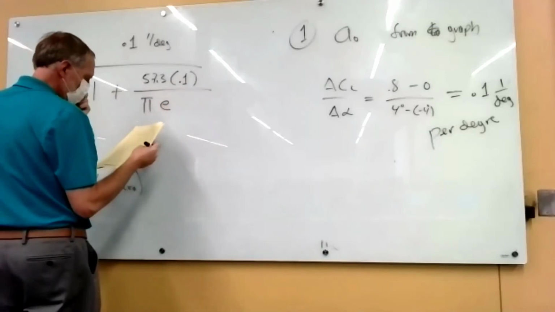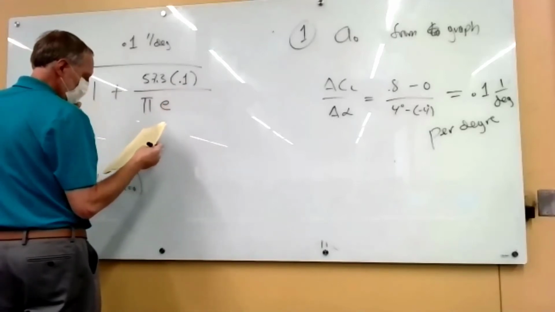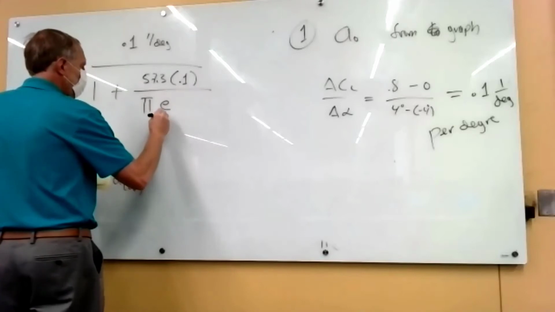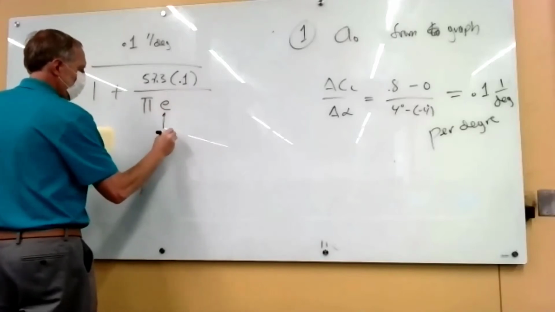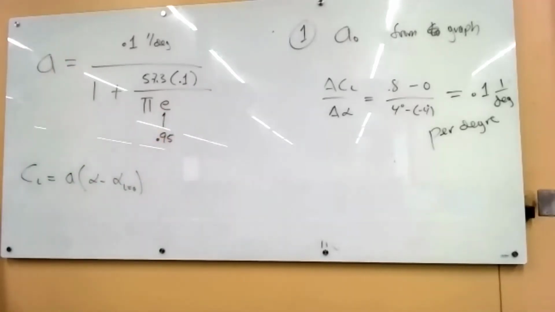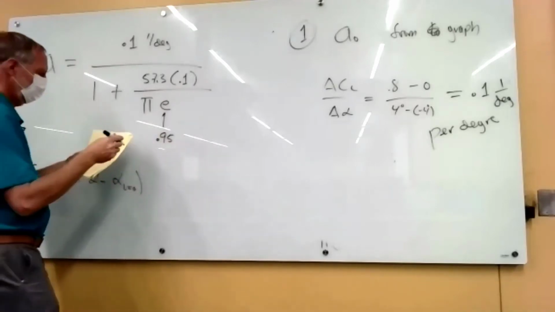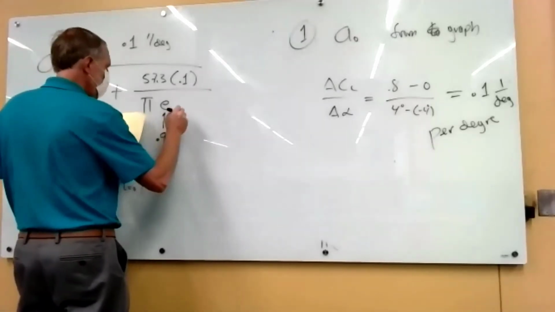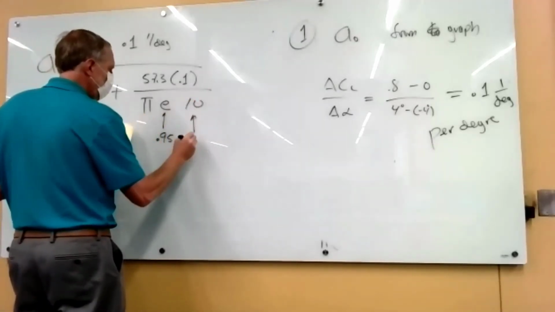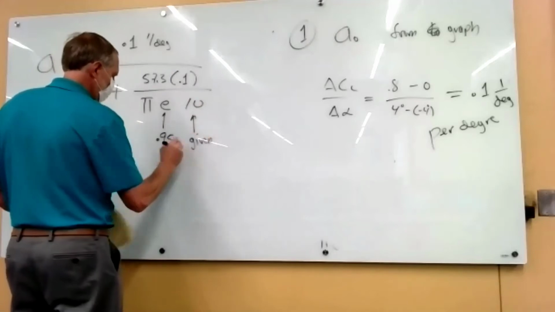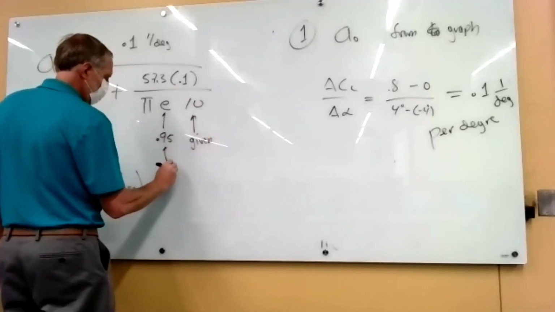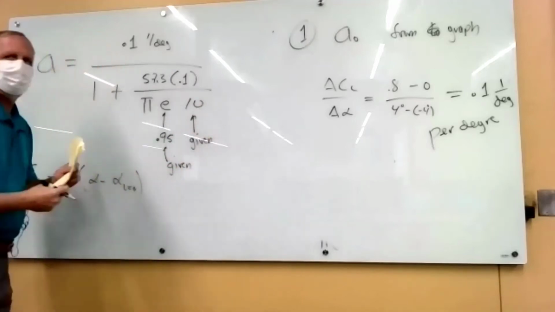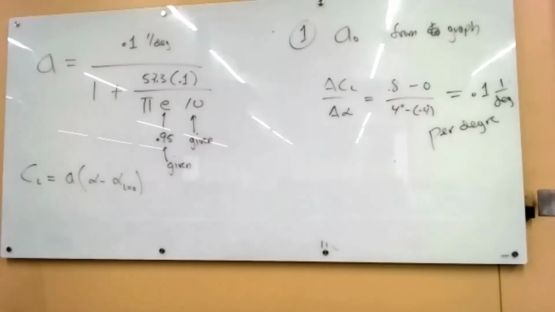E, we have to remember what that was from last time. E was 0.95. Remember that was given to us. And then the aspect ratio was given because we knew the area and we knew the span of the chord. So the aspect ratio of that wing was 10, so this was given. This was given. Just the geometry of the wing and the lift distribution.